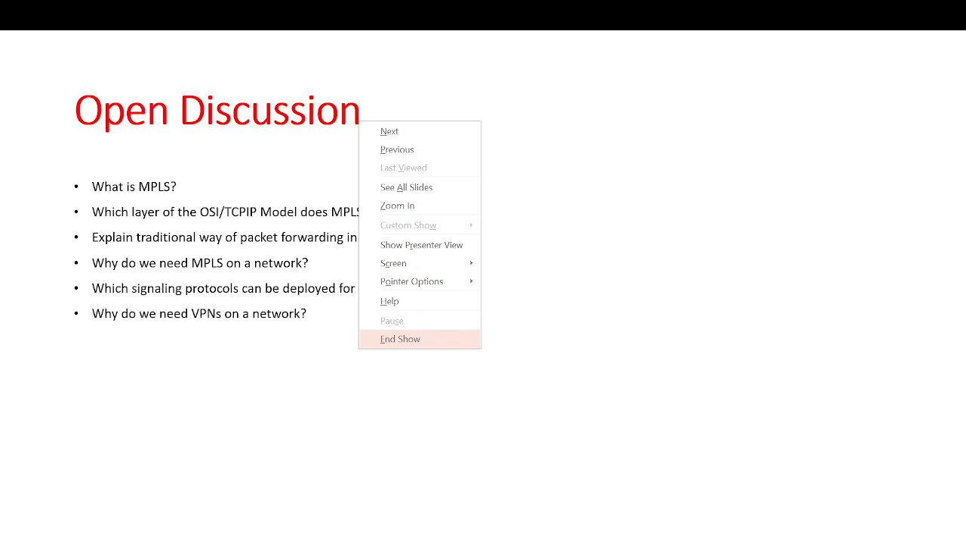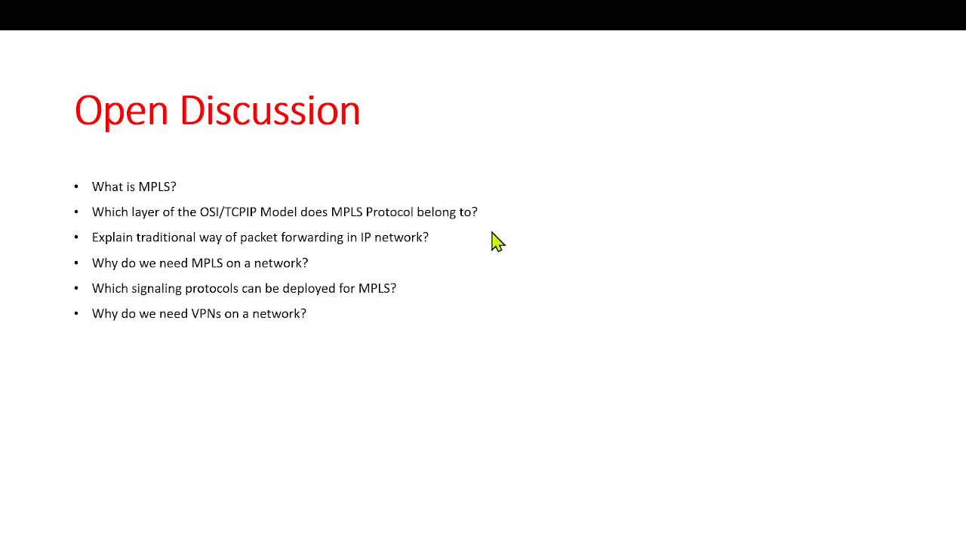Okay, thank you. So another question that we need to understand, though we may not cover it in this topic, is why do we need VPNs on a network? Why do we deploy VRFs, virtual routing and forwarding, or VPNs, virtual private networks, on a network?